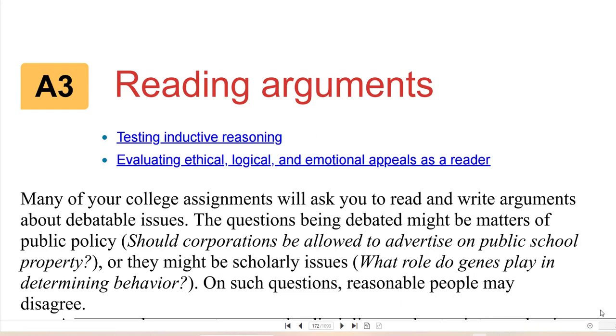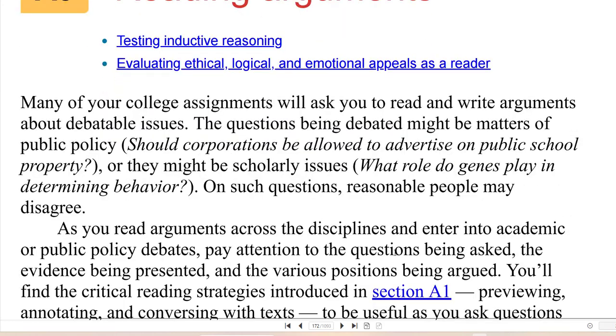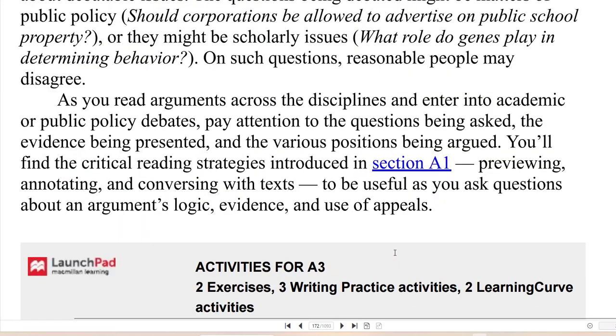Or they might be scholarly issues. What roles do genes play in determining behavior? On such questions, reasonable people may disagree. As you read arguments across the discipline and enter into academic or public policy debates, pay attention to the questions being asked, the evidence being presented, and the various positions being argued.